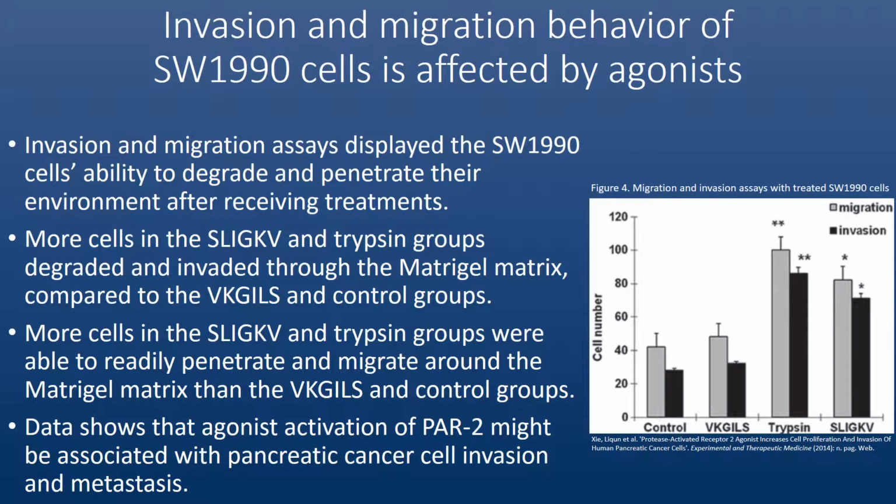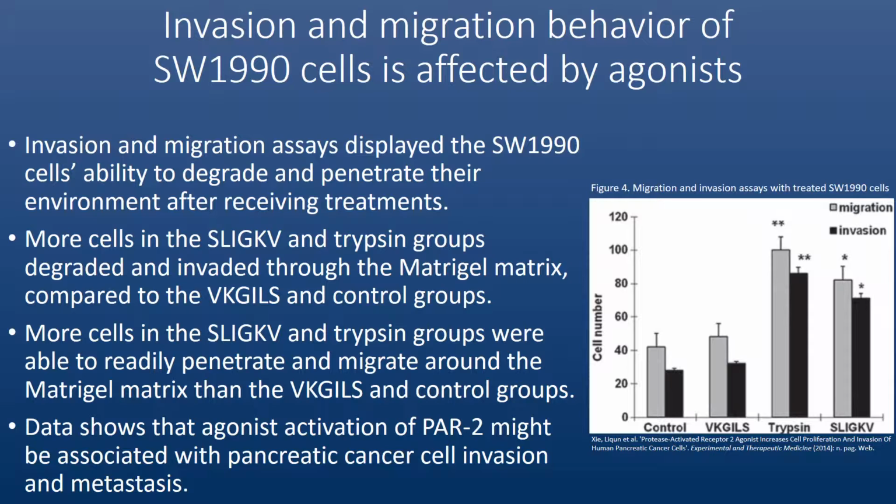More SW1990 cells that were treated with trypsin or SLIGKV were able to readily penetrate and migrate around the matrigel matrix with values of 81.5 plus or minus 8.1 and 71.7 plus or minus 5.2 respectively, compared to the VKGILS and control groups with values of 32.2 plus or minus 7.8 and 28.3 plus or minus 5.6 respectively.